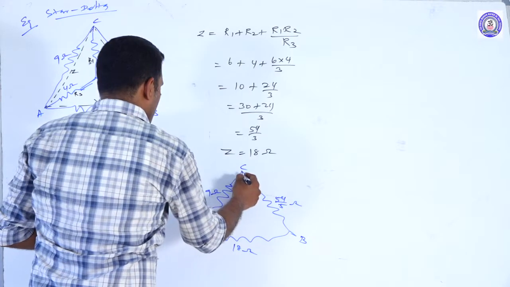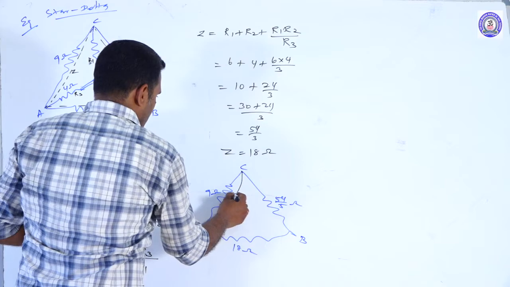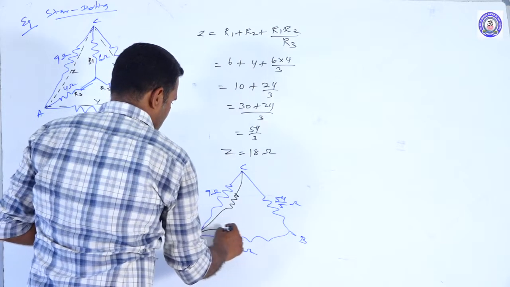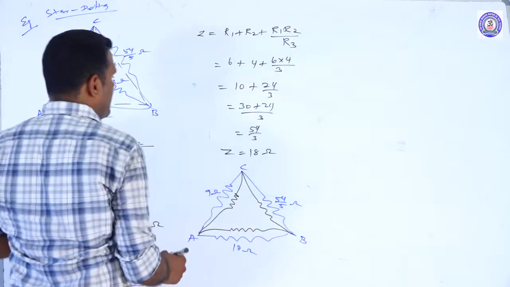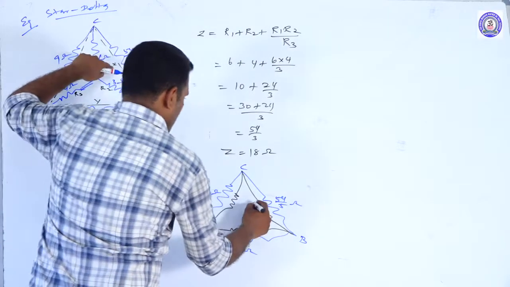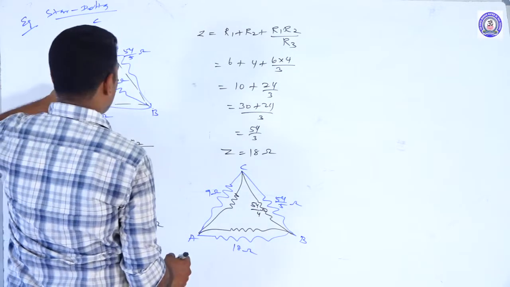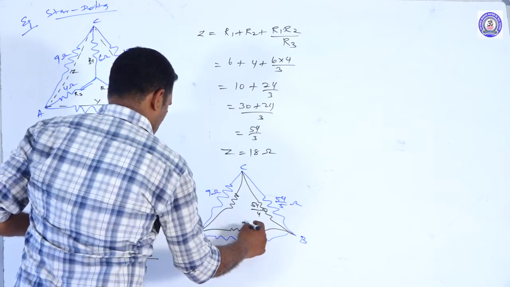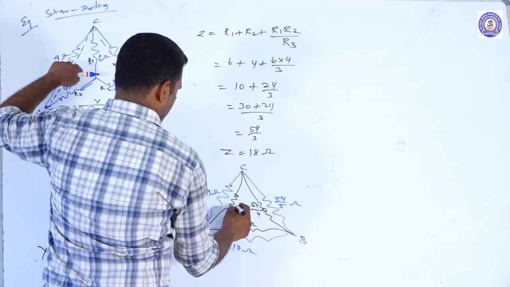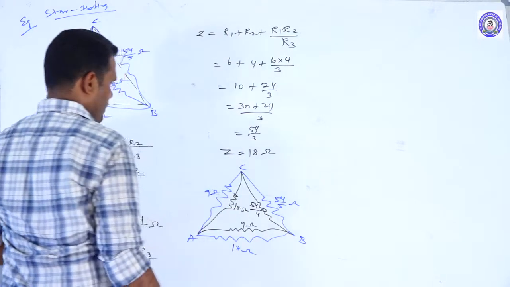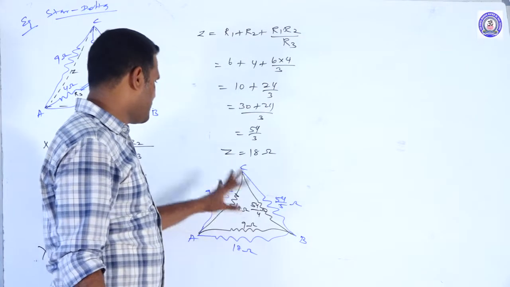Now this got transformed to another star connection. Star is transformed to delta. The value of X is 54 by 4 ohm, and the value of Y is 9 ohm, and the value of Z is 18 ohm. So the star connection has been transformed to delta connection in this way.